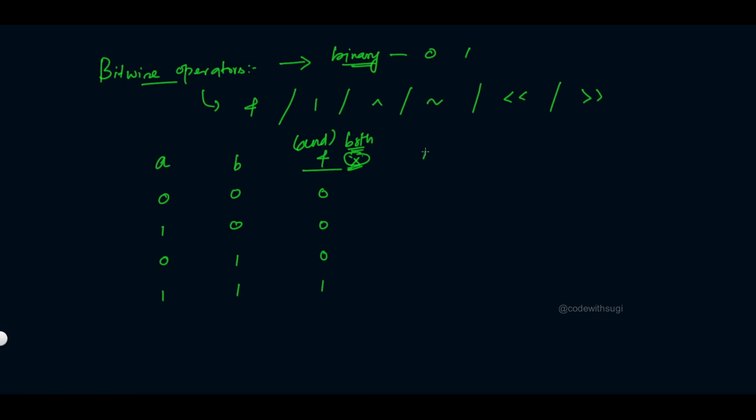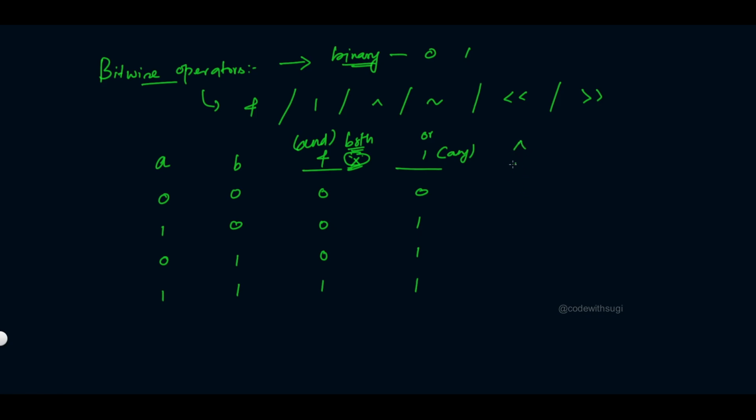The next one is OR. This OR condition is denoted with the help of the pipe symbol. In this case, if any one is having 1, then it will return 1. So now we have 0 0, obviously it will return 0. Here 1 0, it will return 1. Here 0 1, it will return 1. 1 1, obviously it will return 1. So whenever you perform an OR operation, if any one of the values is 1, then it will return 1.